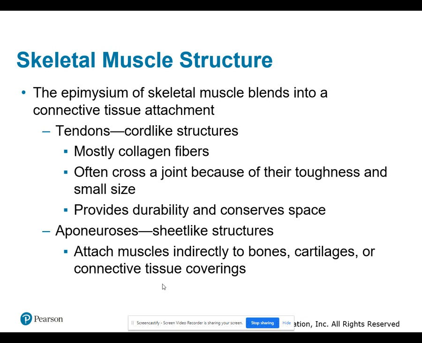The other thing it can attach to is, I'm going to butcher this, aponeuroses. These are sheet-like structures that allow muscles to indirectly attach to bone, cartilage, or some type of connective tissue.